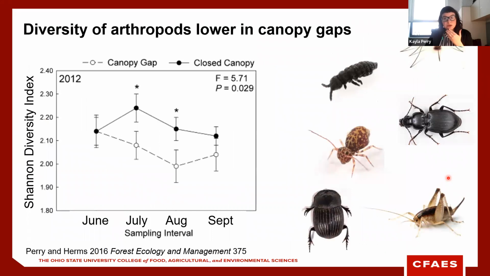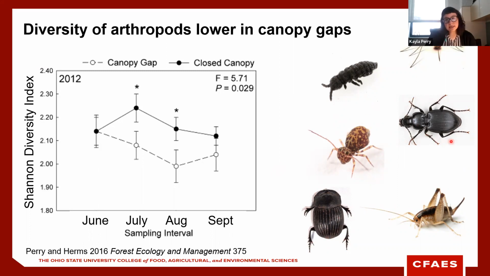I looked at more than just ground beetles. So I did look at soil and ground dwelling arthropod communities more broadly. And we see similar patterns to what we do for forest ground beetle species. We're actually seeing a decrease in the diversity of arthropods within canopy gaps. And so this change in resources that's associated with gaps is affecting more than just one or two species. It's affecting multiple families of arthropods.